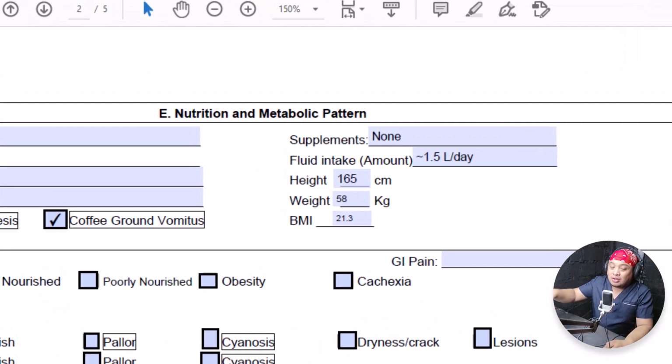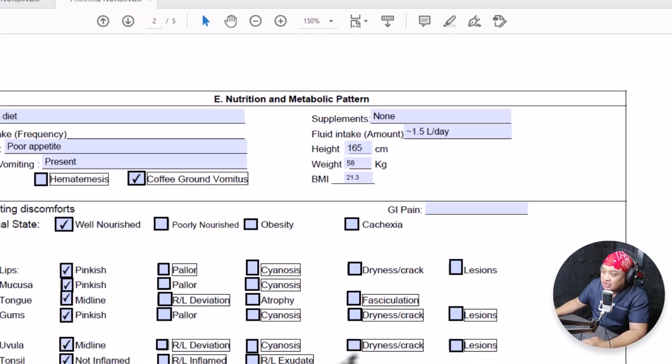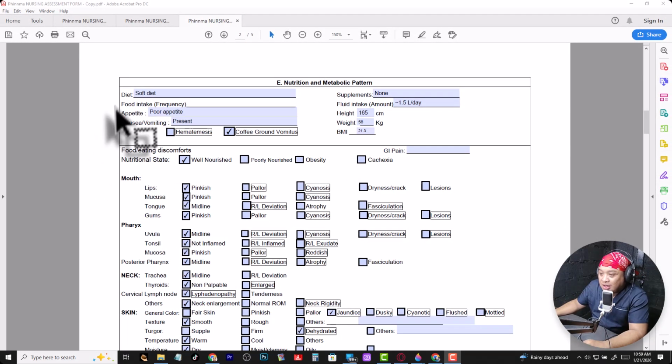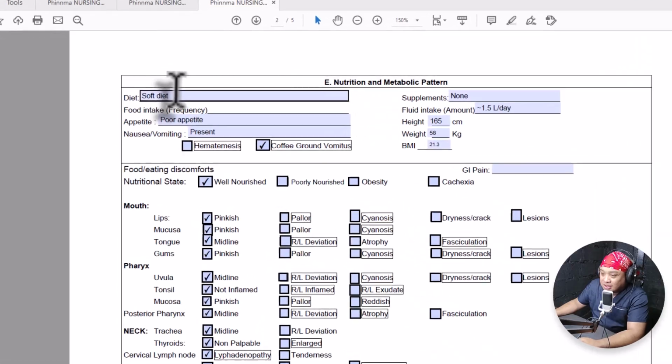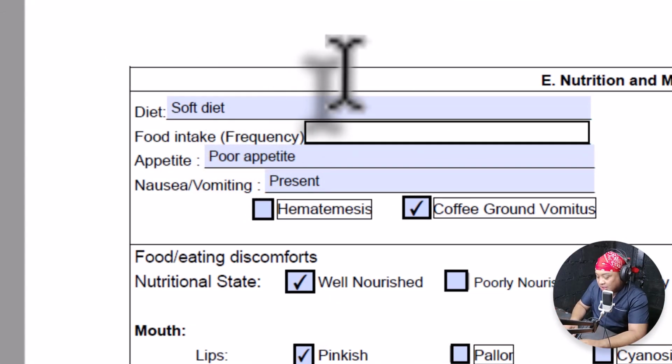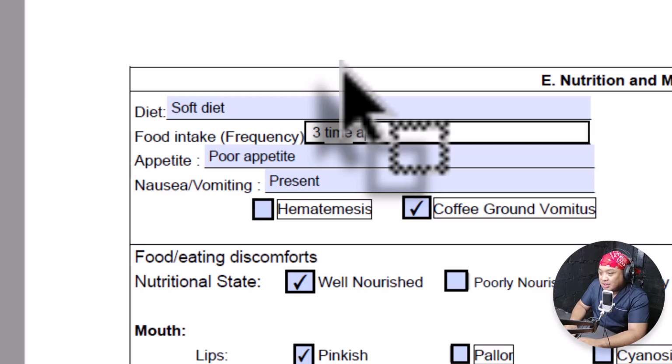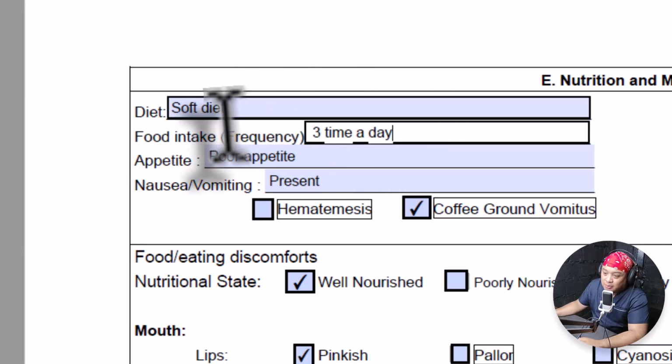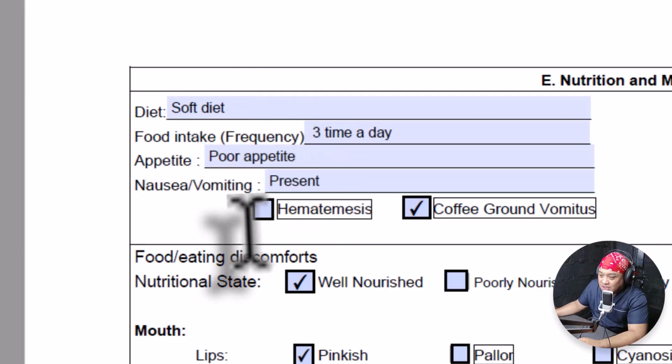We're going to talk about the continuation of part two of the assessment form. Right now, you're on page two, the nutrition and metabolic pattern. I have here diet; I indicate soft diet. Food intake: is this person going to be eating three times a day of meals? And of course, appetite: is it poor or good appetite?